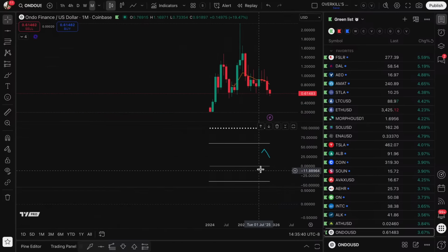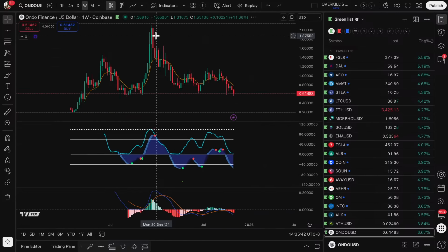Ondo doesn't have any data on the monthly, so we're on the weekly here. Same kind of thing. We want that weekly signal there on Ondo. I would love to see a weekly dot on Ondo. I think I will open up a position when we get that. If we can get Ondo at 40 cents, that would be epic.